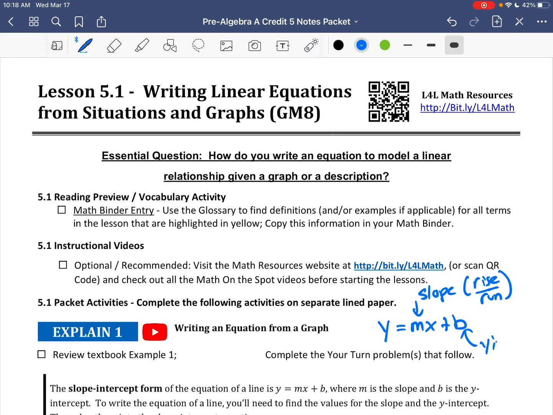This is going to be the y-intercept. The y-intercept is the point where the line, the graph, crosses the y-axis. But we'll talk about that when we look at our first example, where they see a graph, and then they find the y-intercept, they find the slope, and they find the equation.